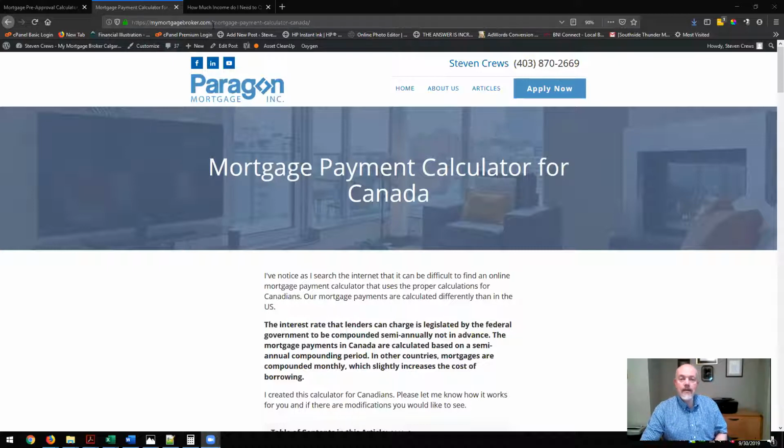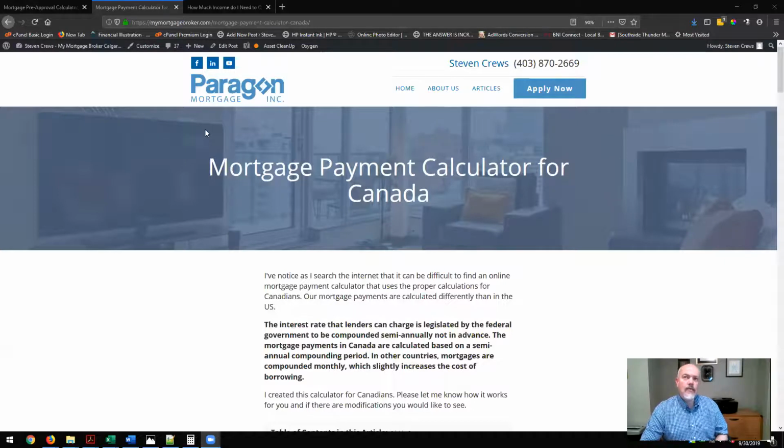mymortgagebroker.com/mortgage payment calculator Canada, and it is specifically designed for Canadians. Canadian mortgage payments are calculated based on an interest rate that's compounded semi-annually, not in advance. The other calculators online typically compound monthly, and US mortgages are compounded monthly, which actually causes them to be a little bit more expensive than a mortgage that's compounded semi-annually.